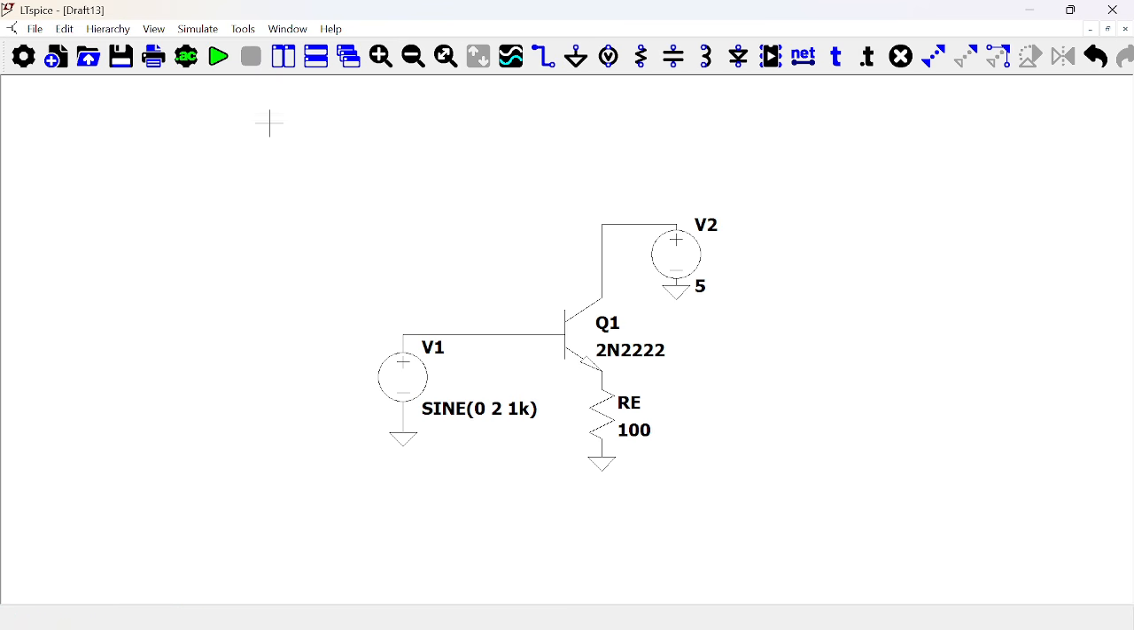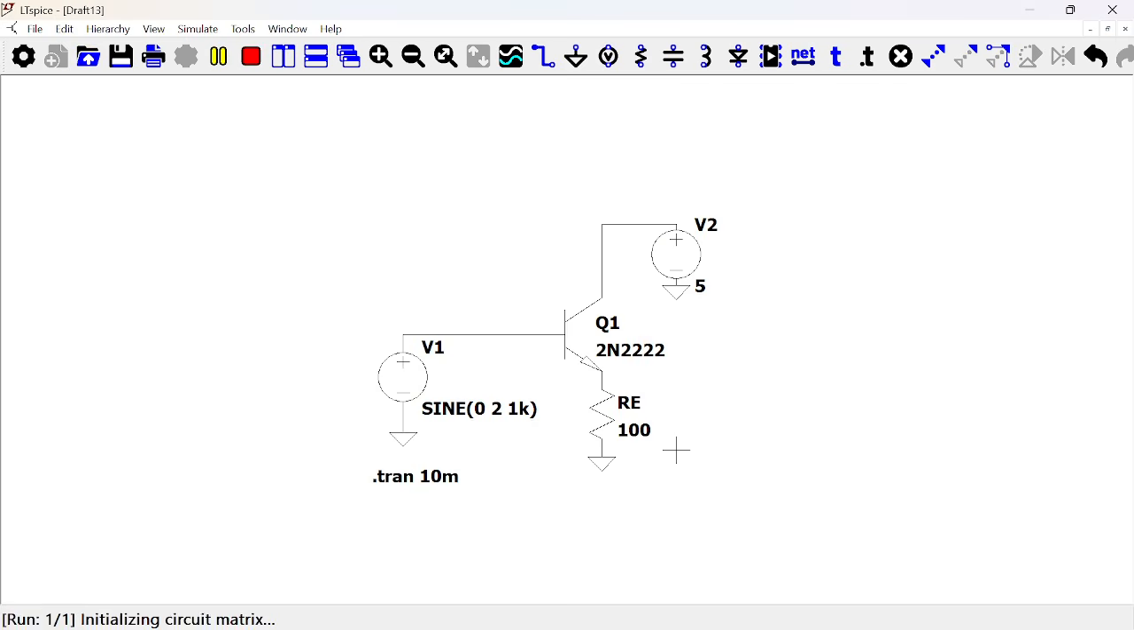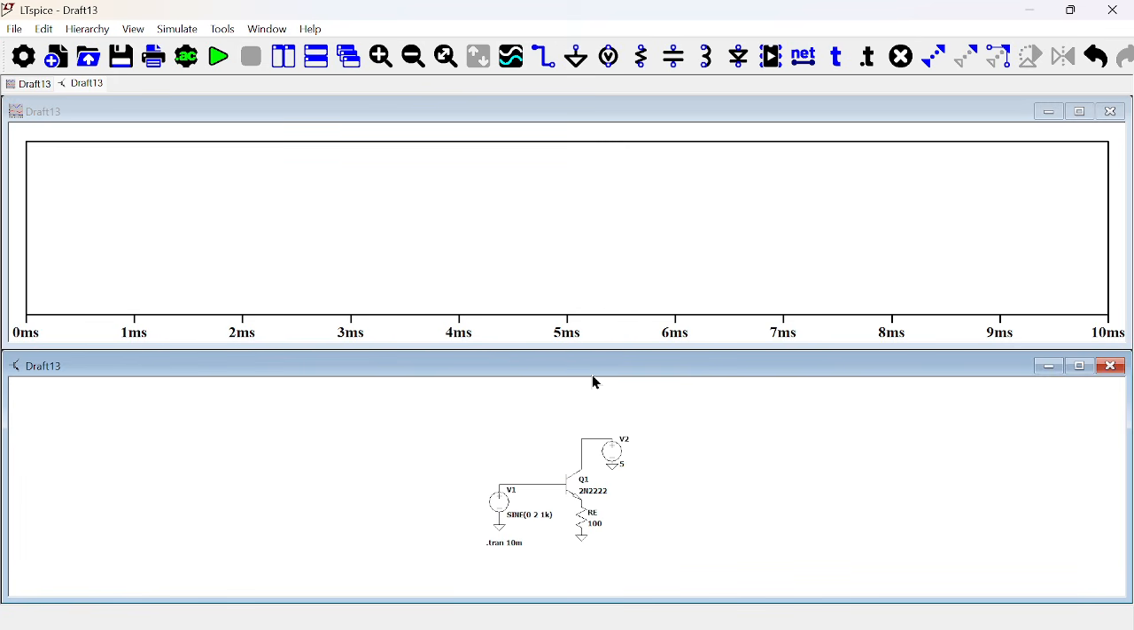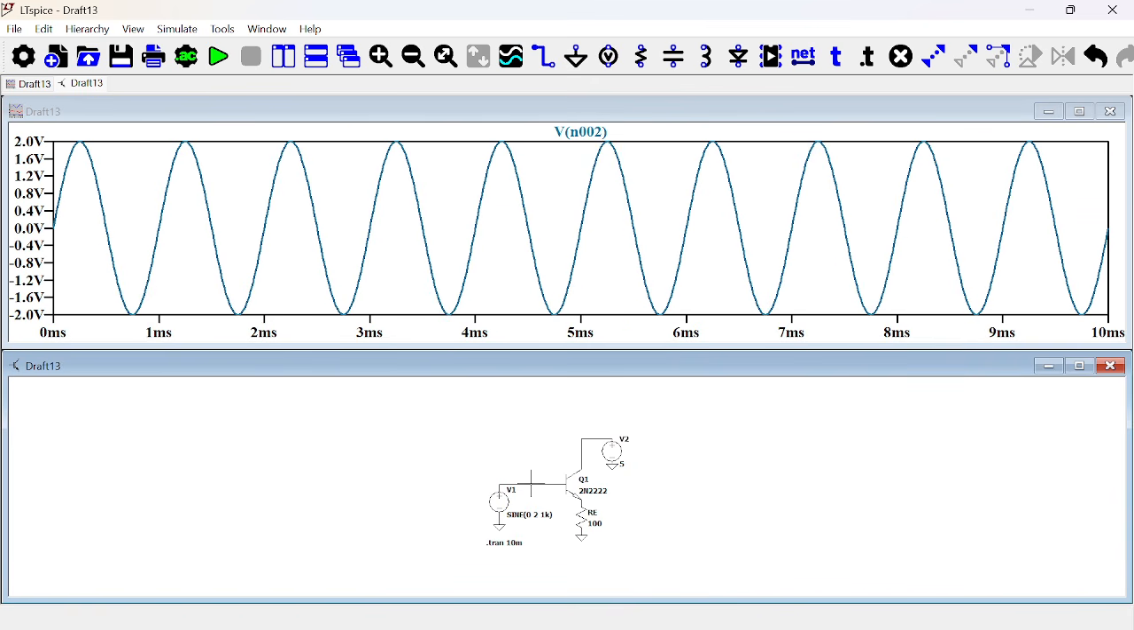Now we run and see what happens, for 10 milliseconds. Okay, so our output is not taken from the collector. The collector is tied to the VCC, so we expect to see 5 volts. Our input, as we expected, is a 2 volt sinusoidal, and our output.